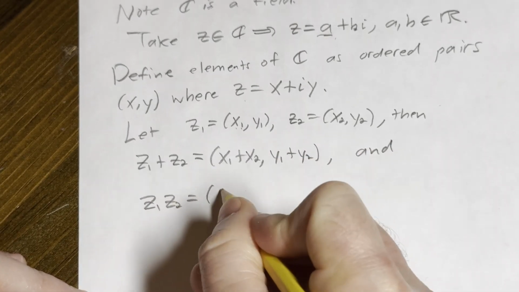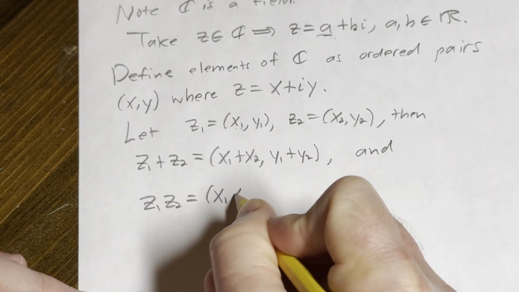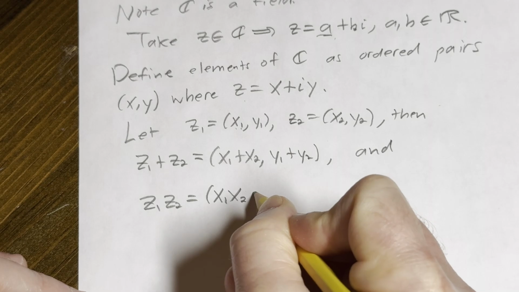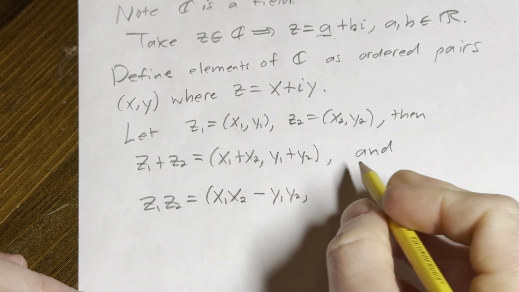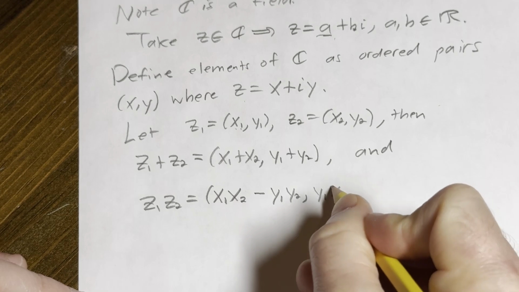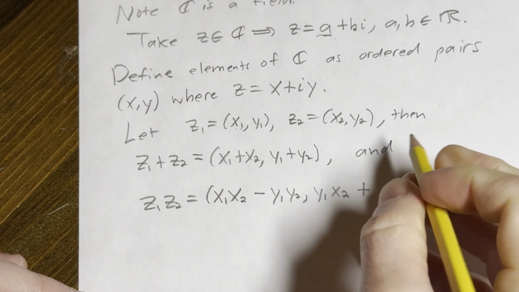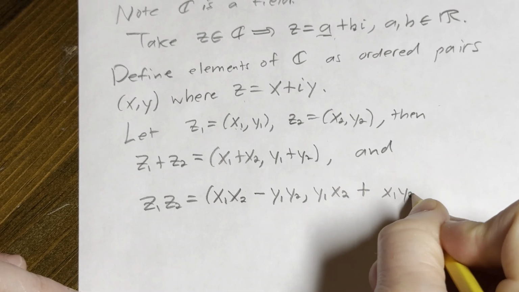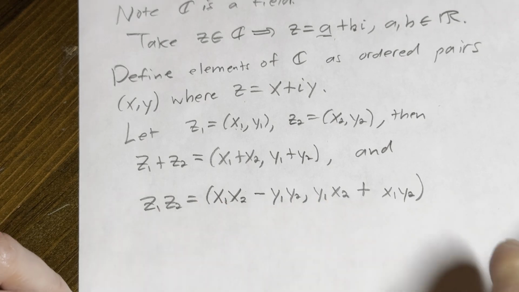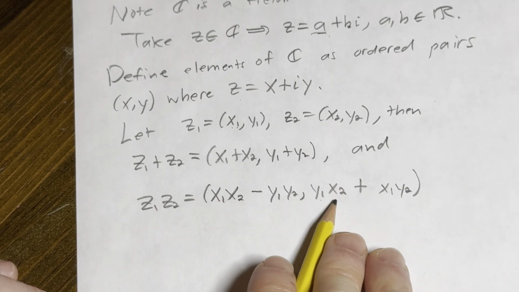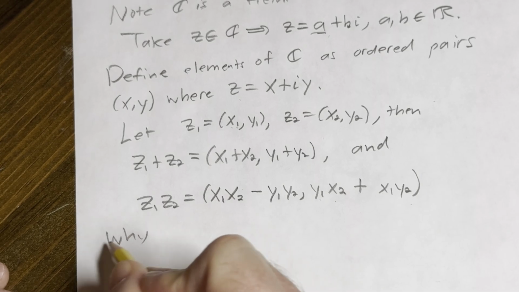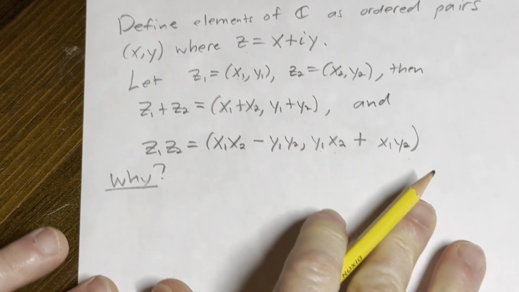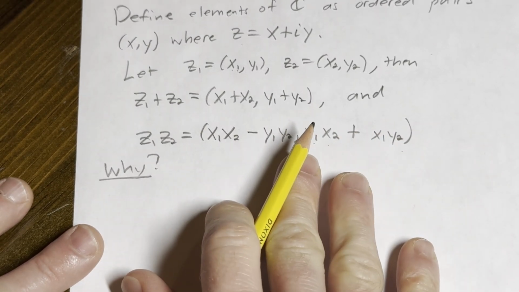So we're going to say x1, x2. So we're going to multiply the x's, subtract, multiply the y's. And then here we kind of have like a linear combo of both. So y1, x2 plus x1, y2. You might say, whoa, that's really weird. It's about as weird as it gets, right? So why? Let's clarify why this is the case.